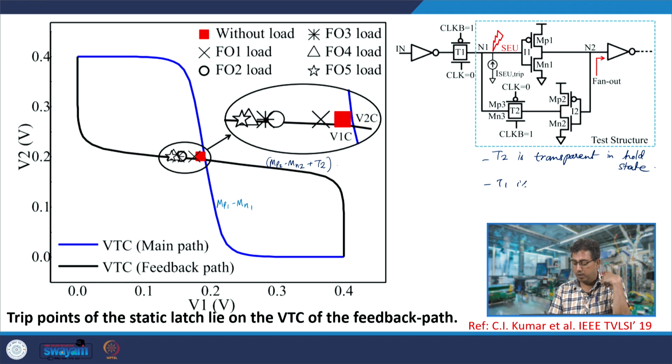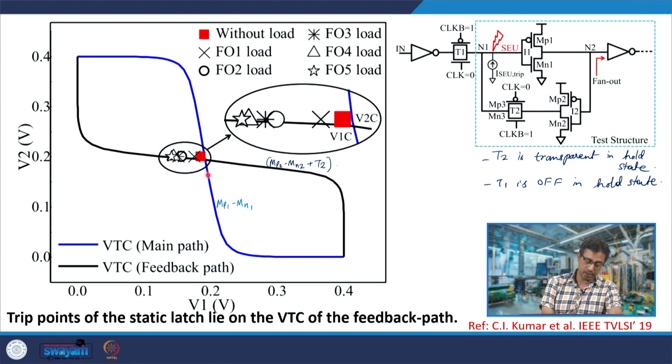T1 is off in hold state. So, now through this T2, when T2 is transparent, you have this as the voltage transfer characteristic. Now this is a metastable point, because here though V1 and V2 can have this value, both the stages MP1 MN1 and MP2 MN2 would be in a high gain state.